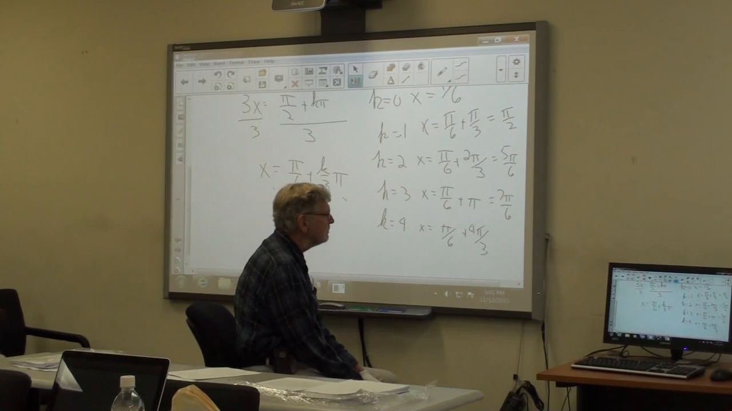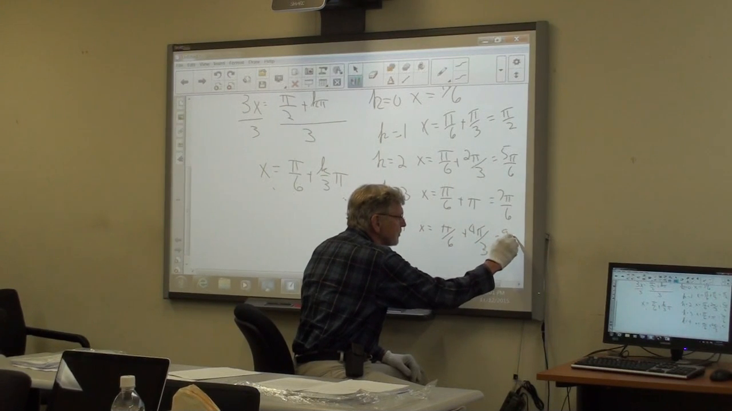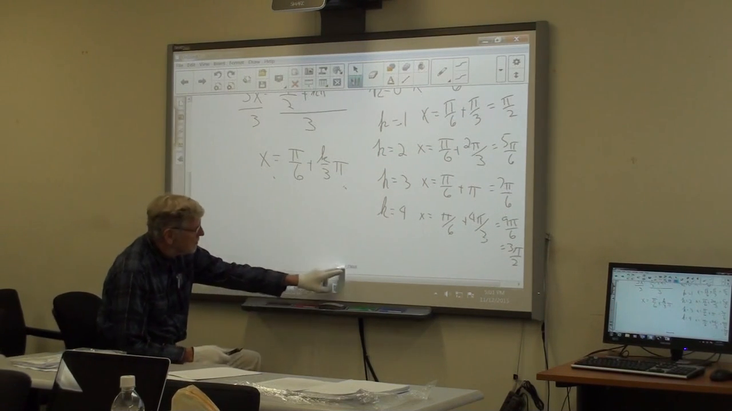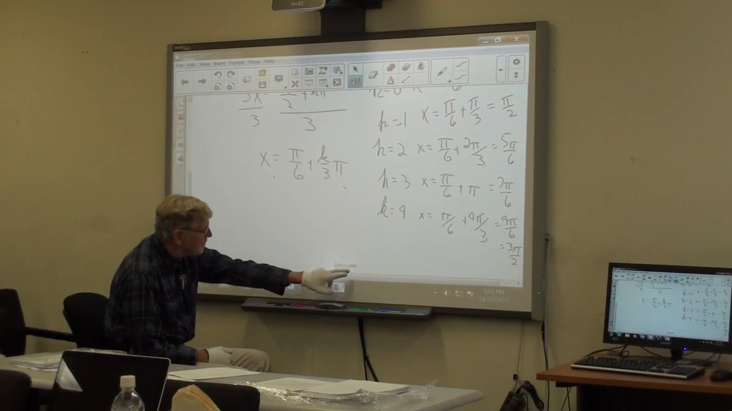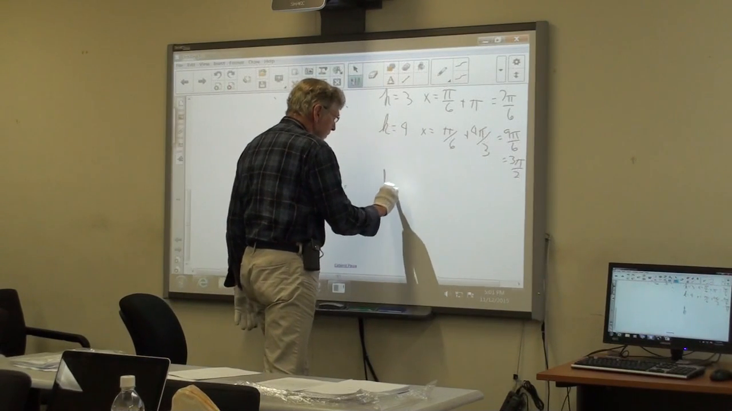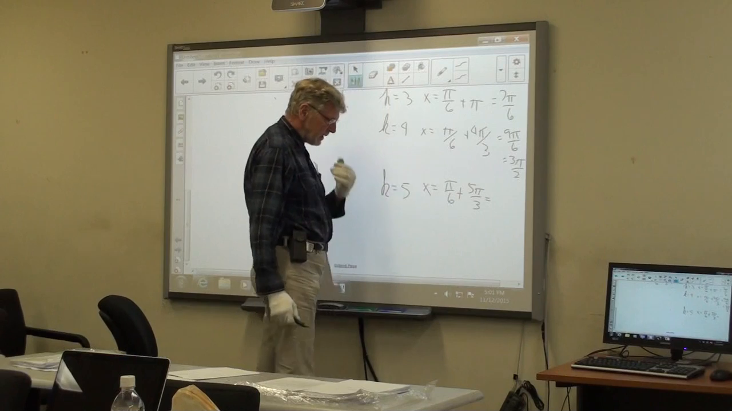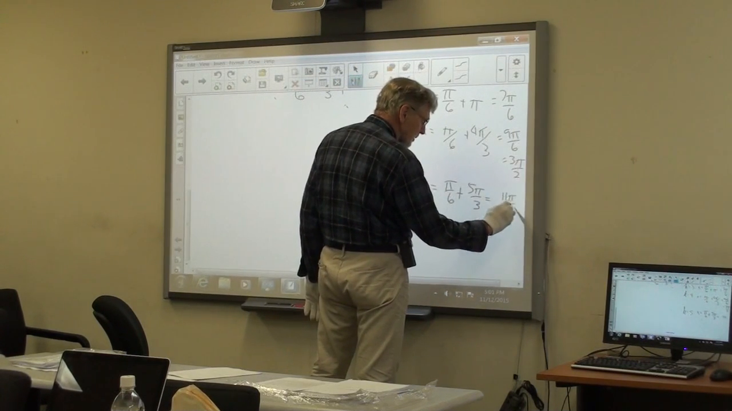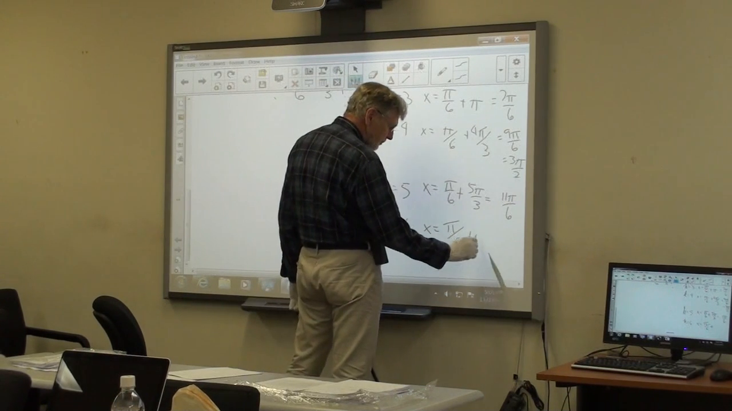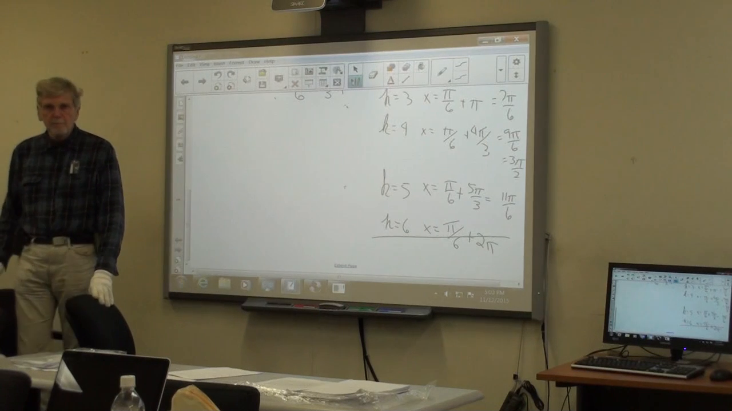So now, here we have 7 pi over 6. Pi over 6 plus 8 is 9 pi over 6, equals 3 pi over 2. Simplified down. And now we'll continue with our family of answers. And so we have k equals 5, x equals pi over 6 plus 5 pi over 3, and that's 11 pi over 6. And then k equals 6, x equals pi over 6 plus 2 pi, 6 pi over 3 plus 2 pi, and that's 2 pi. So we have to stop. So we found our family of answers.